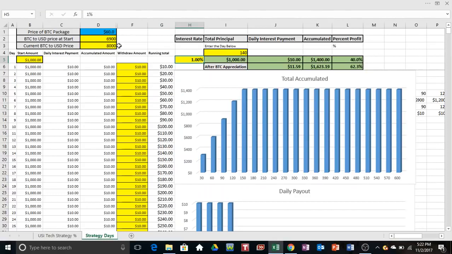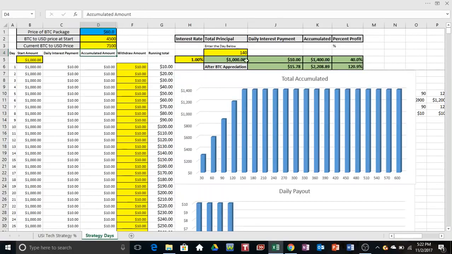Okay. One of the cool things I like about this calculator right here is where it says Bitcoin to USD price at the start. So at the time that you buy your contracts, put this number as the amount of Bitcoin to USD. So when I first bought my Bitcoin packages, I think Bitcoin was at like $4,500 when I first started. And then right now the current price is $7,100 with Bitcoin. So this is what's cool about this.